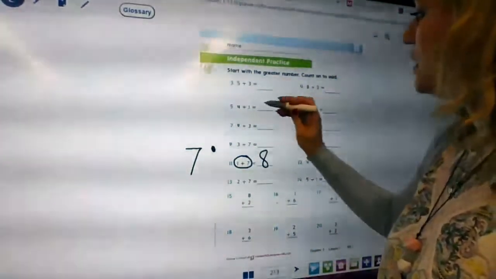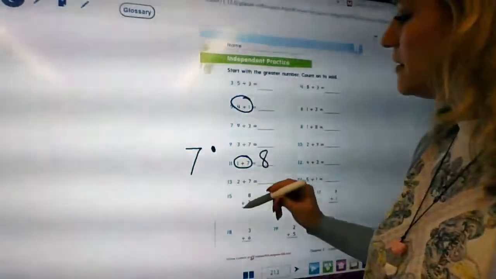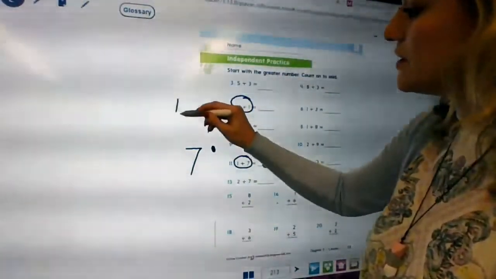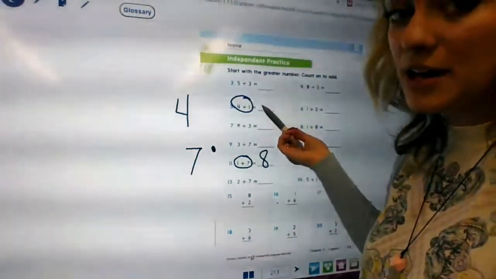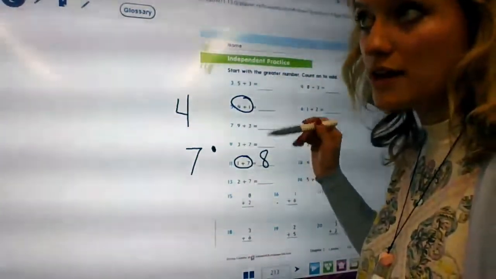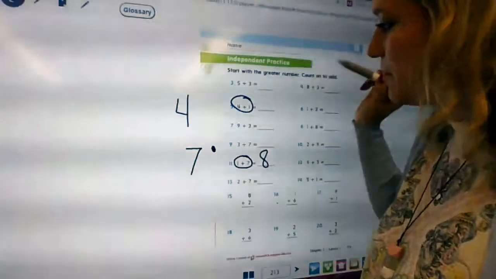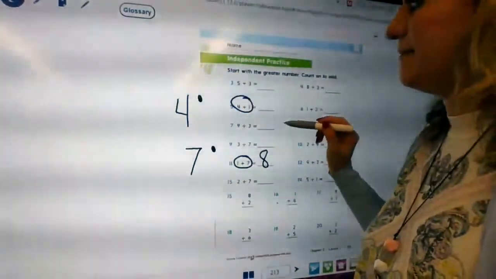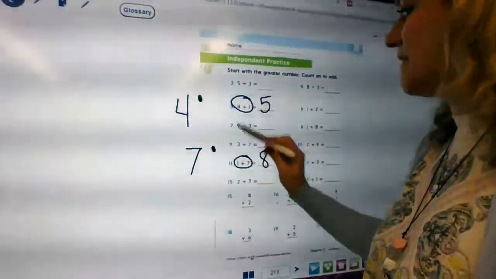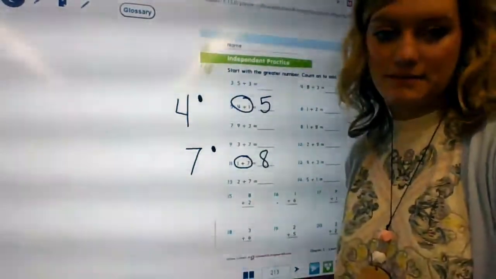Let's do number 5, 4 plus 1, okay? So let's do the number 4 plus 1 more. 4 is the bigger number, so I always look at that. 4 and 1, 4 is bigger, so this one is set up right. 4 plus 1, so 4, 5. The answer is 5. I counted on with just 1 dot.